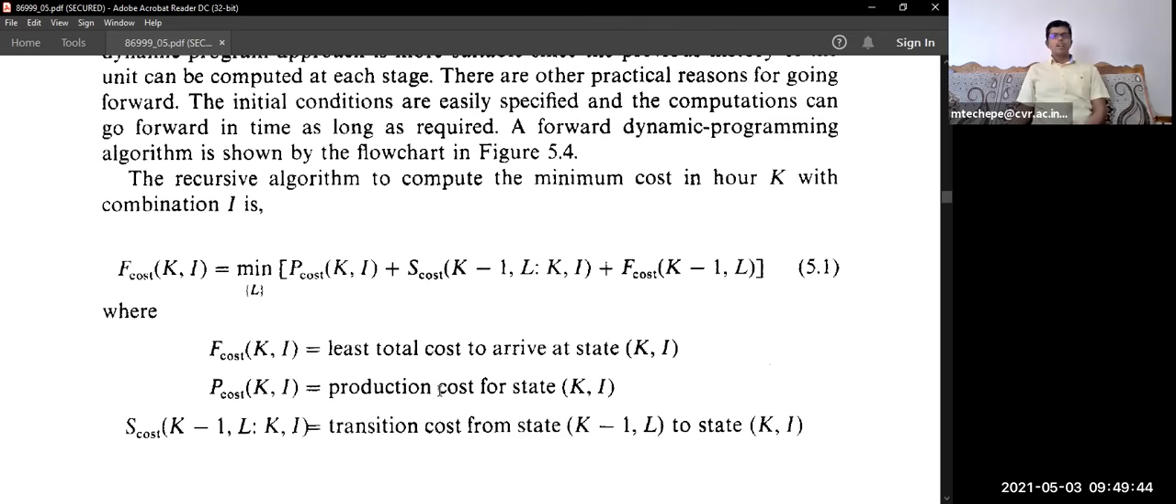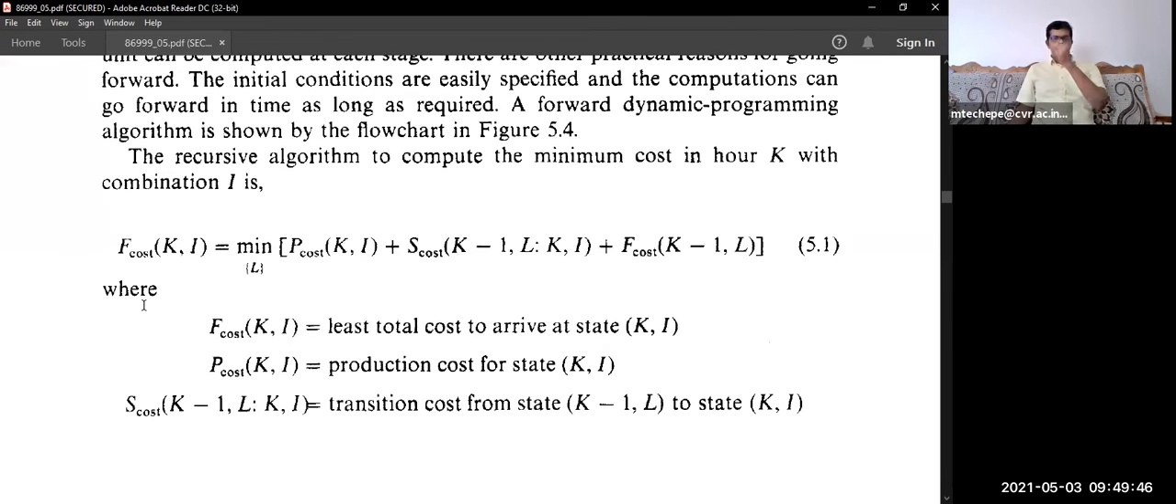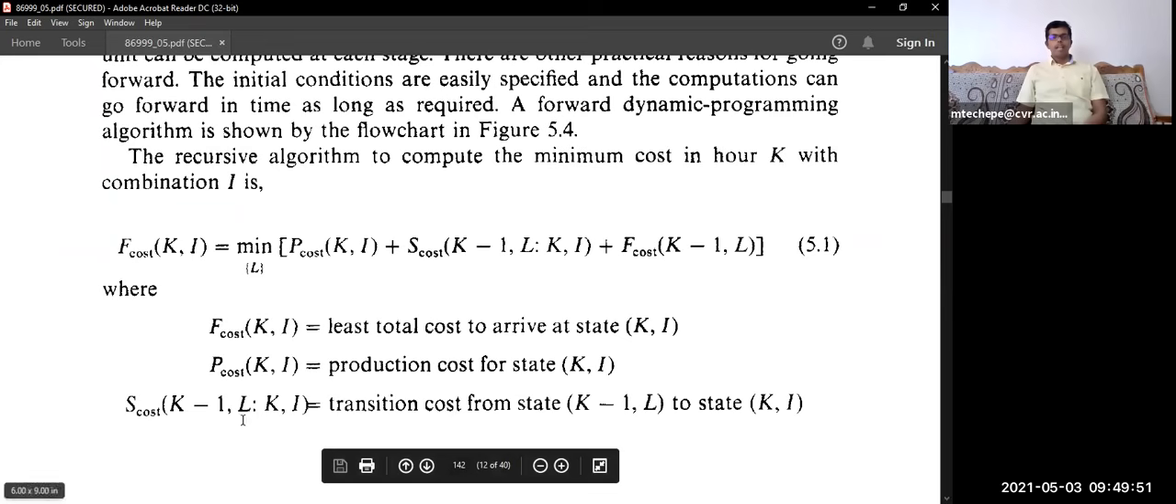Next is S cost, which is the transition cost. S cost of k minus 1 comma L to k comma I is the transition cost from the state k minus 1 comma L to the state k comma I. So S cost is the transition cost, P cost is the production cost, and F cost is the least total cost.